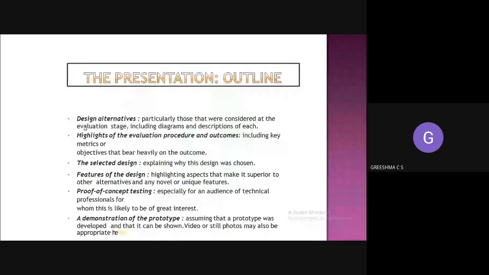Then you have to show your prototype model. At the end of the presentation, you have to show the demonstration of your prototype, what I have developed. You can show the prototype with videos, sorry, still photos, which will actually help in buying this product. After explaining everything, last you have to show your model, the eighth model of the washing machine, to the viewers.